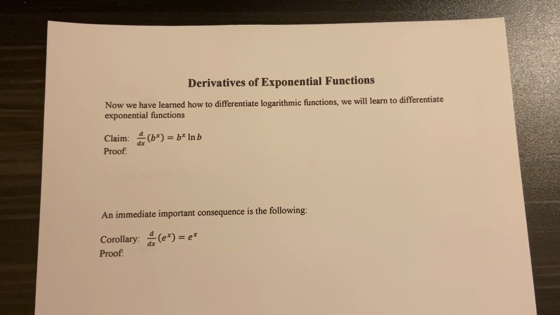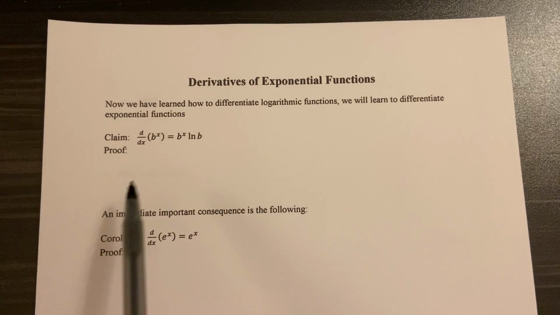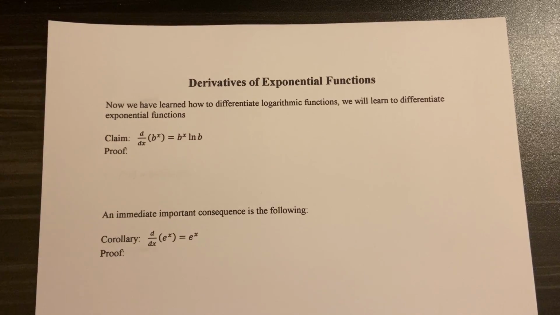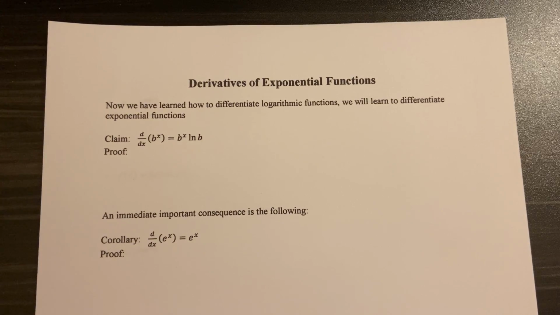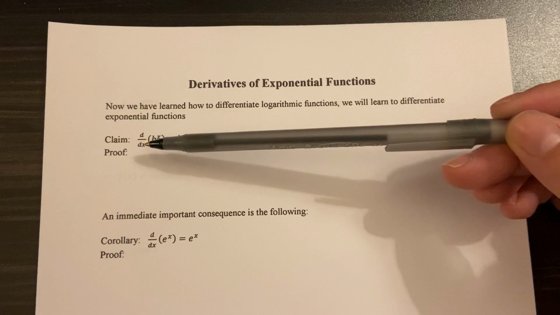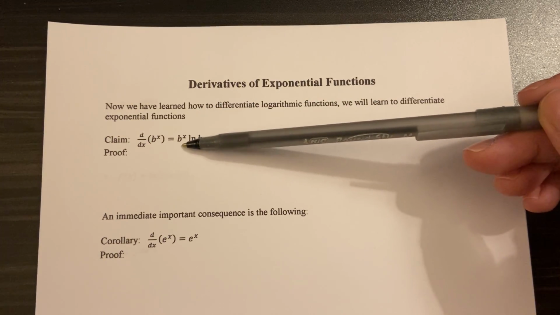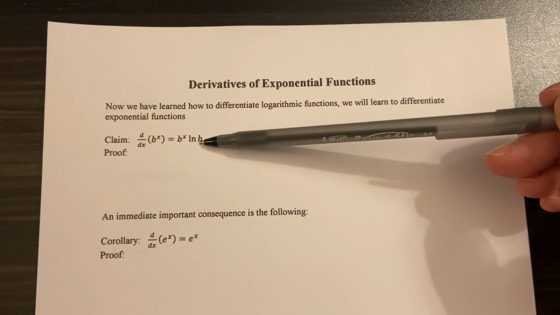Hey guys, so this lesson's called Derivatives of Exponential Functions. So now we have learned how to differentiate log functions. Now we're going to look at exponential ones. So the claim is that the derivative of some b to the x function will end up giving you just b to the x times ln of that b.